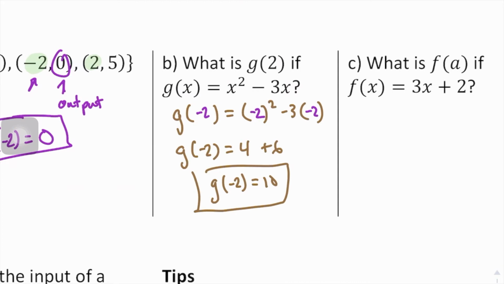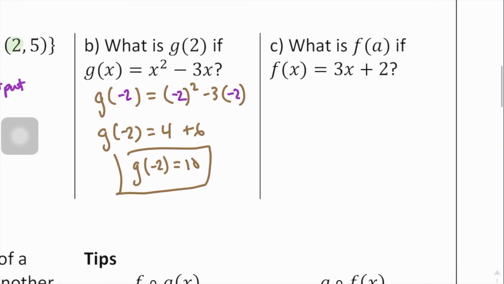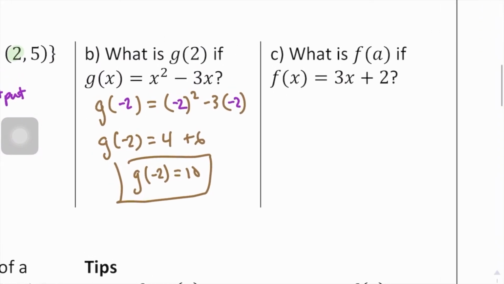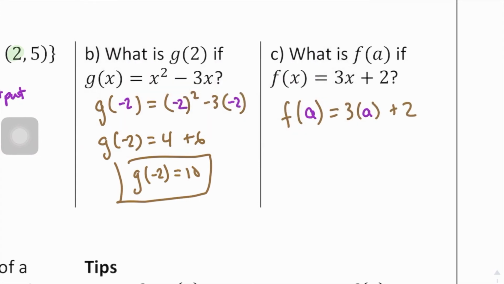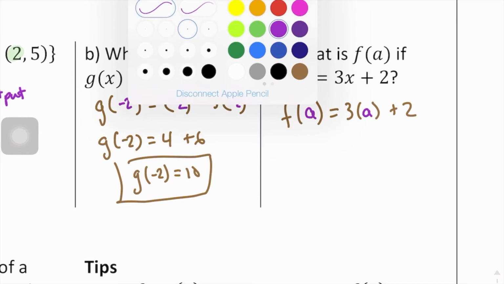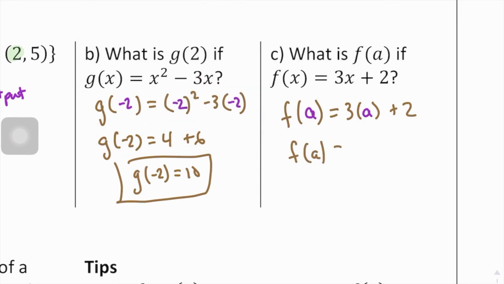Now, oftentimes you'll get this too. They'll ask you an input that would be a variable. So what is f of a if f of x equals 3x plus 2? They're just checking to see if you understand what's an input and what's an output in the notation. So we want to do the substitution and then simplify where possible. And that'll be our final answer for that one.